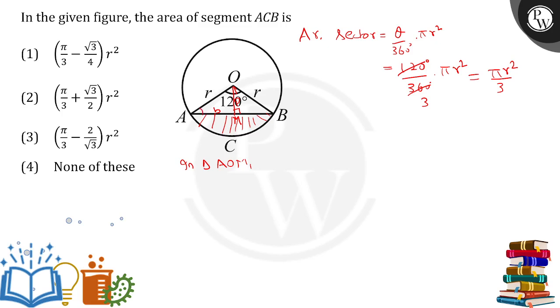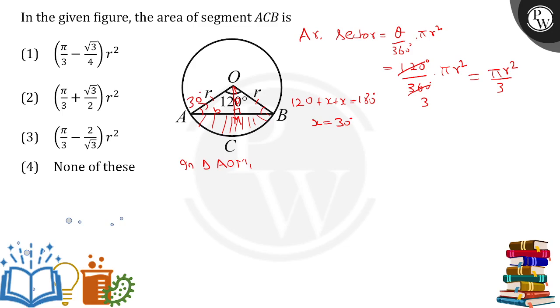This angle, observe over here, this is R, both being R, so that means both sides are equal. That means both angles would also be equal. So in the triangle, 120 degree plus 2x equals 180 degree, right? So from here, x value will come out to be 30 degree. So this angle over here is 30 degree.